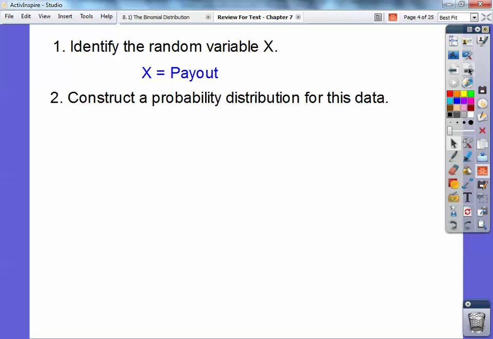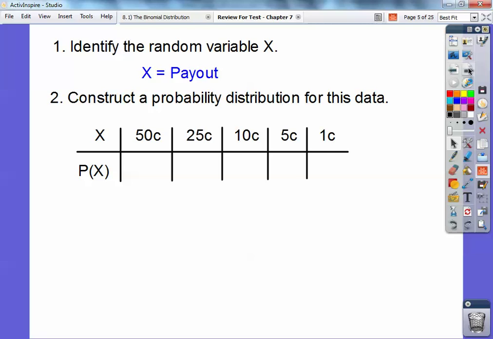Okay, construct a probability histogram for this data. You're going to do X and then your 50 cents, your quarter, your dime, your nickel, and your penny right there. And then your payoff. If you added them all up correctly, there were 30 coins in all. So that's 1/30th. There's only one 50-cent piece in there. And there was 25 cents. There are 2 quarters in there, so it's 2 out of 30 and 4 out of 30.